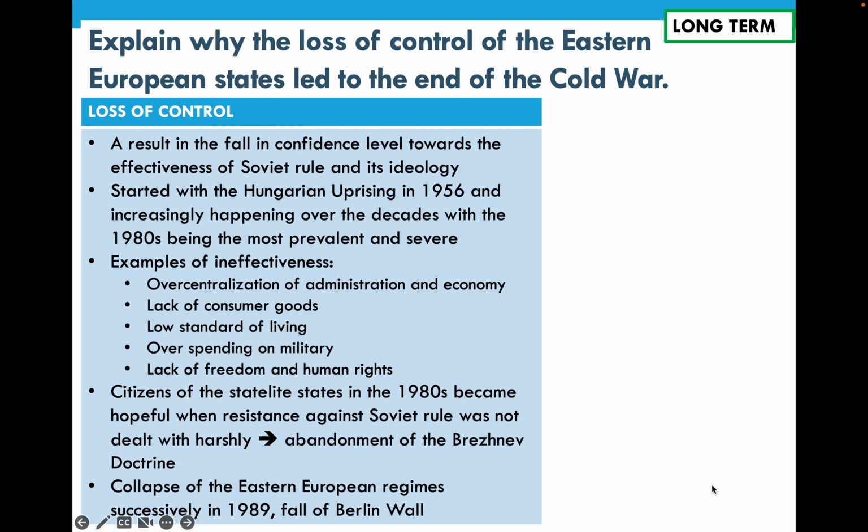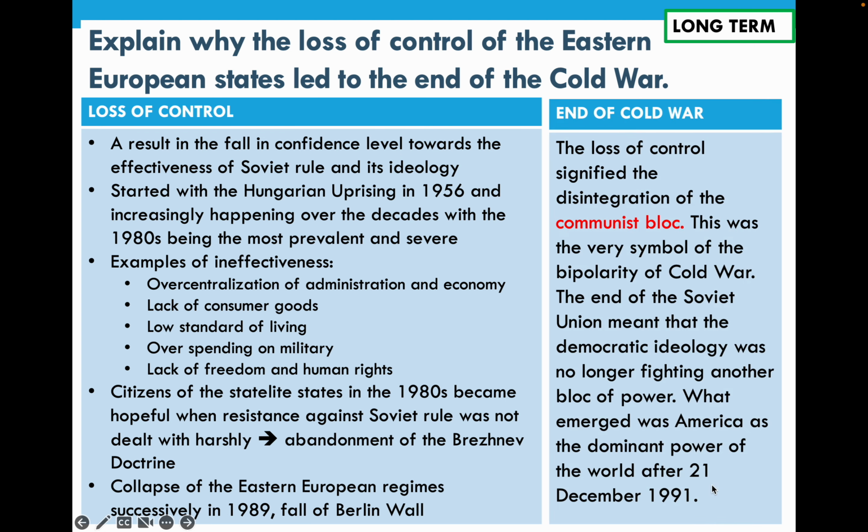So you realize that this loss of control was a result of the fall in confidence level. Citizens of satellite states became hopeful when resistance against Soviet rule was not dealt with harshly, and this was due to the fact that the Brezhnev Doctrine was abandoned. This later on led to the collapse of Eastern European regimes successively in 1989, and later on the fall of the Berlin Wall.